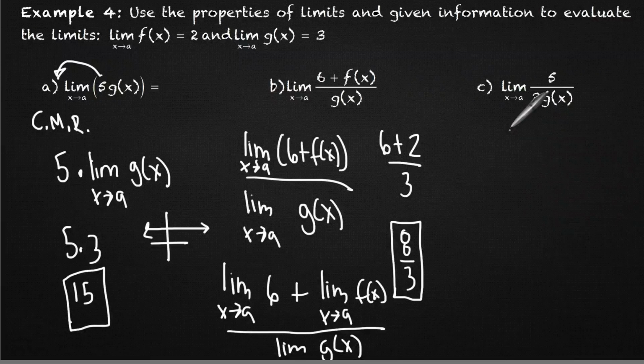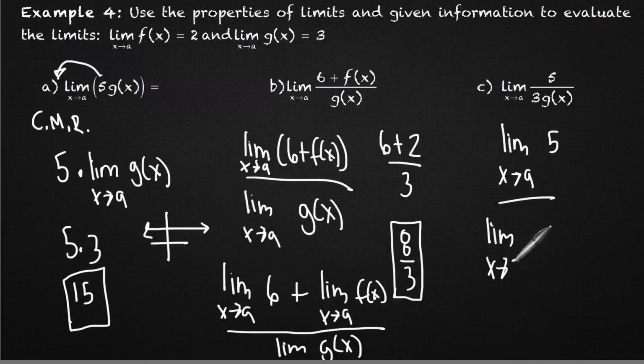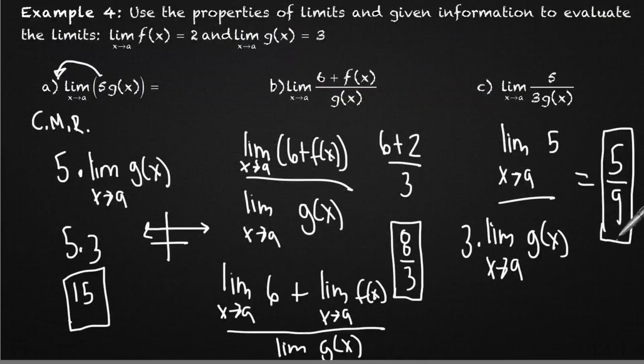And we're going to break this up. So we're going to say the limit as x approaches a of 5 times the limit as x approaches a of 3g of x. I'm going to bring the 3 out in front, by way of the constant multiple rule. We just said that the limit as x approaches a of any constant is that constant, so 5. And then we know that the limit as x approaches a of g of x is 3. 3 times 3 is 9. So there is our limit. Pretty simple properties.